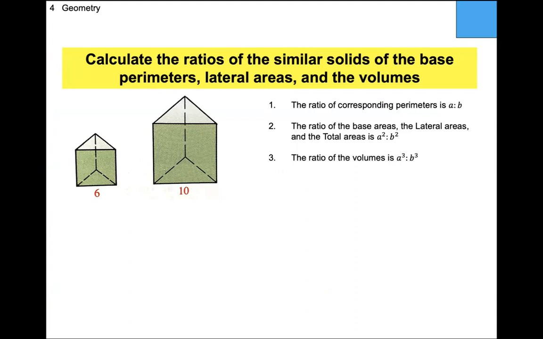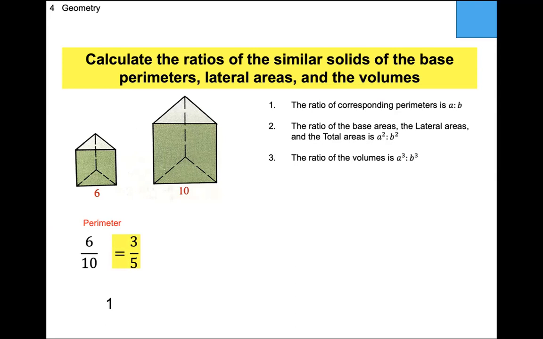So if we do their perimeters, well, the perimeters are just the scale factor. And their scale factor is, well, it depends whether you want to go from small to big or big to small. I guess I'm going to go from small to big. So I pick two corresponding sides, any two corresponding sides. Well, they only gave me two sides here, 6 and 10. So I write that as a fraction, and I reduce it, and there's your scale factor. So there's the answer to question number one, the ratio of the corresponding perimeters.